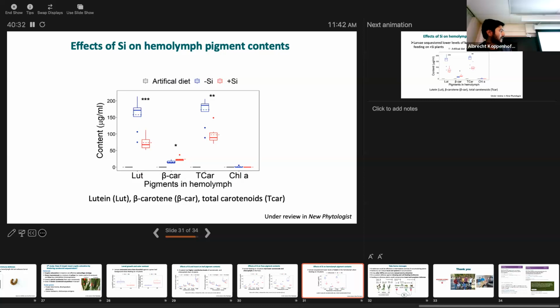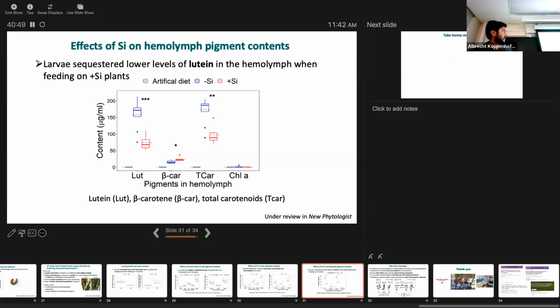And in larvae feeding on artificial diet, we found no carotenoids. We also found a very small amount of chlorophyll A in some larvae feeding on minus silicon plants, but that was in less than 20% of larvae. So that's our finding, that larvae sequestered much lower levels of lutein in the hemolymph when they feed on plus silicon plants.